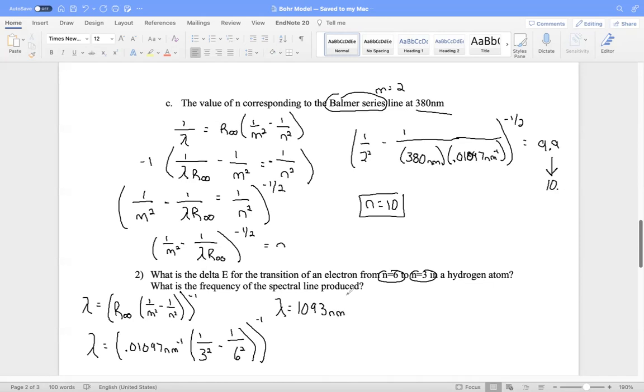And so this is a longer wavelength than anything that we saw in the Balmer series. And this is appropriate because it takes less energy to go down to n equals 3 than it does to go down to n equals 2. And so this is an expected finding.